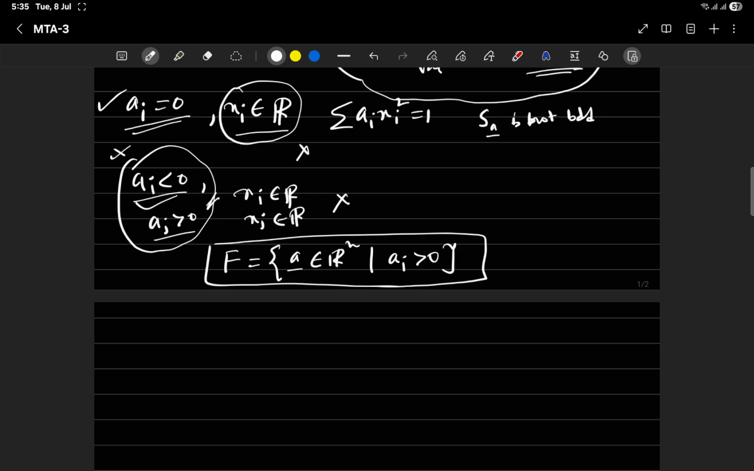And if we take any point in the complement of the set, we see SA is not bounded. So if SA under bar should be bounded, then every A under bar should be inside the F, right? Because anything outside gives rise to unboundedness of SA bar, right?